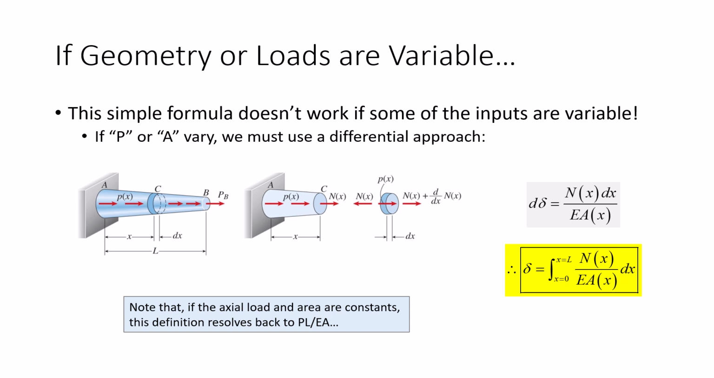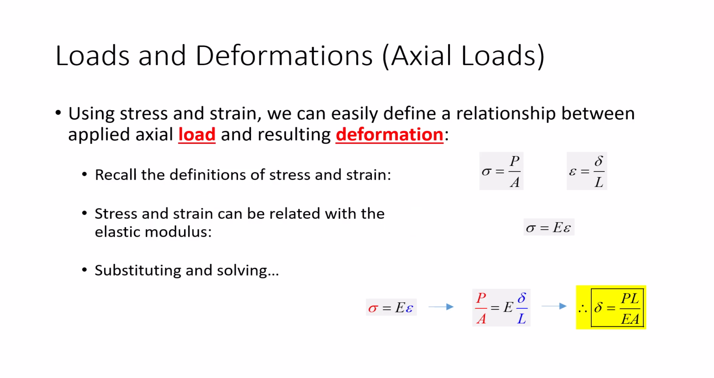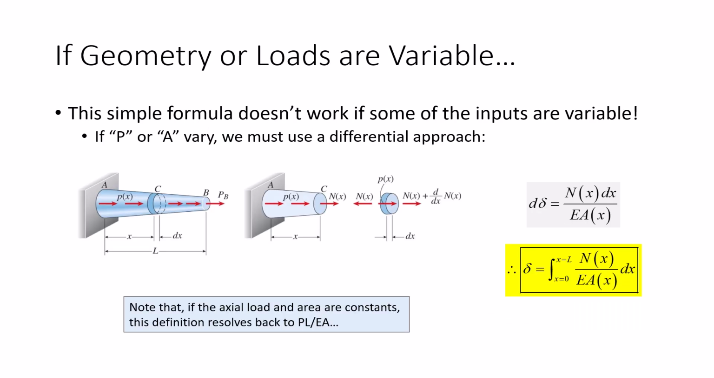I propose that in the types of problems that we deal with in engineering, really the two components that might vary are the load or the area. So instead of a constant load and a constant area, the load and the area might vary as a function of x. And so in order to determine the deformation, I might need to integrate this N over EA in terms of x.